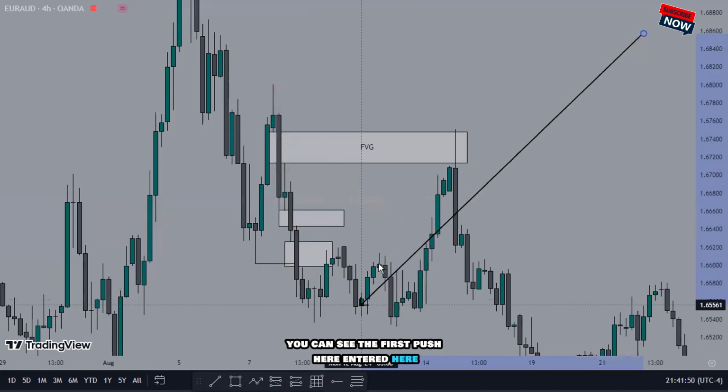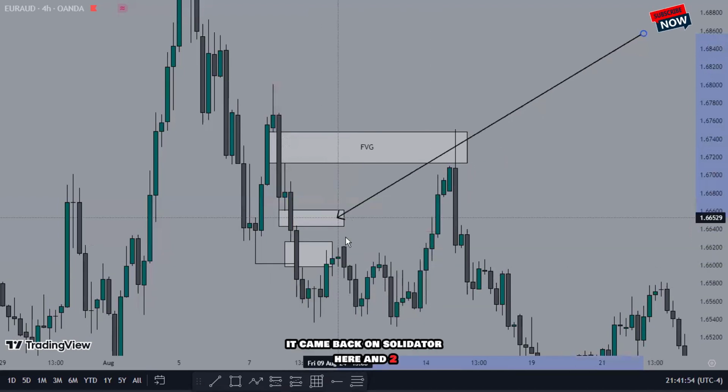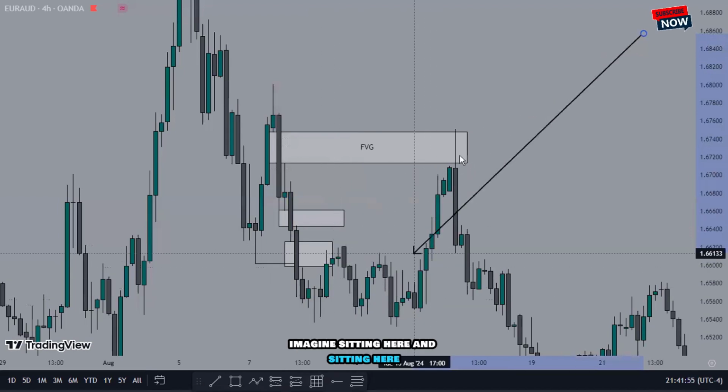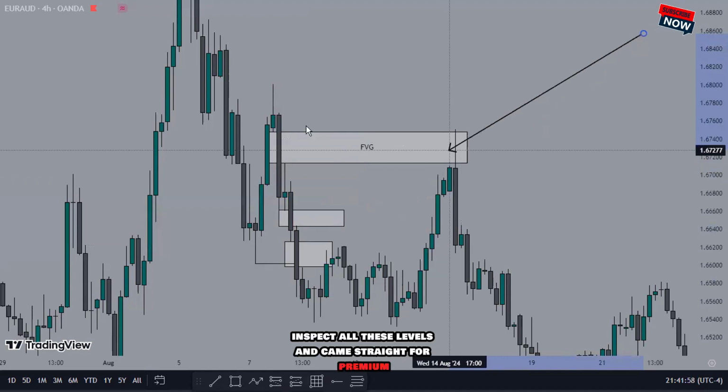You can see the first push here, it entered here, it tried to go down, it came back, consolidated here a little, then it swept all these levels. Imagine selling here and selling here. It swept all these levels and it came straight for premium.